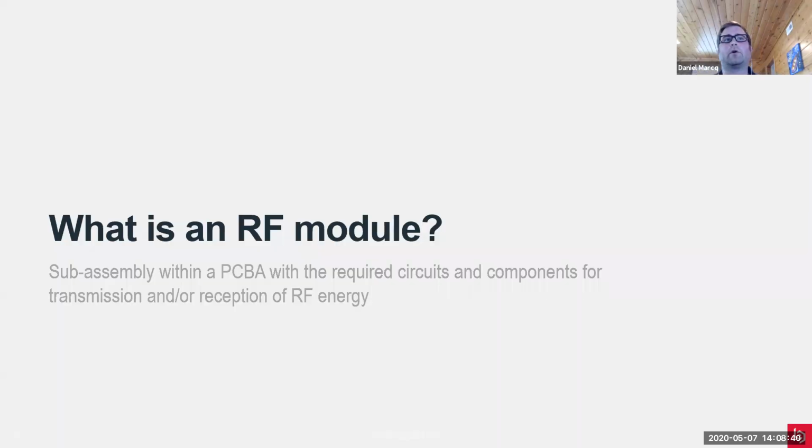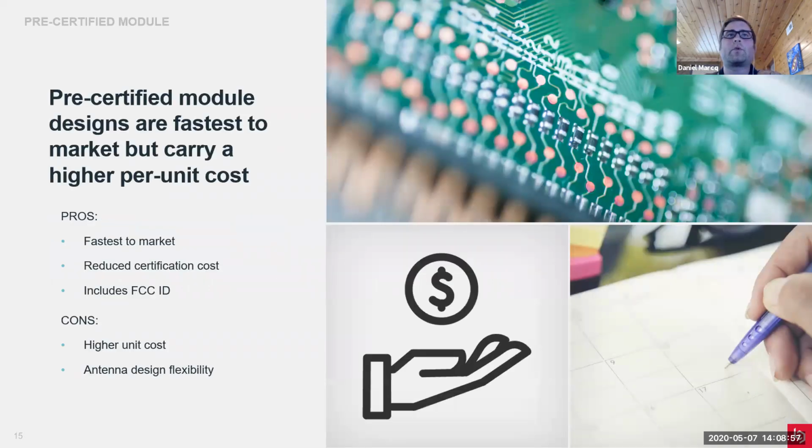So again, at a high level, an RF module is a subassembly that's capable of sending and receiving RF energy. I know that's kind of a summary of it, but you have different forms of this. You have Wi-Fi, you have Bluetooth, whatever fits the actual application that you're looking to do. Pre-certified modules come as a module. They are actually already tested.